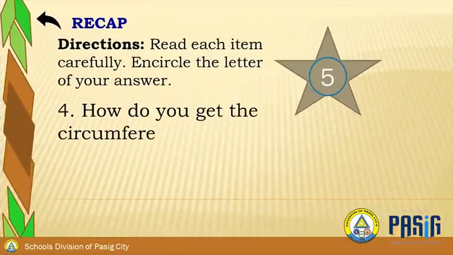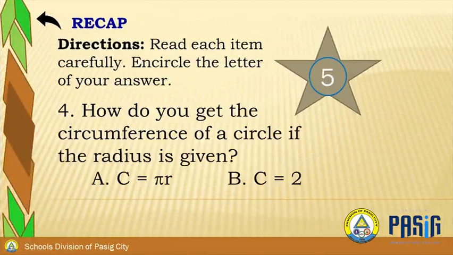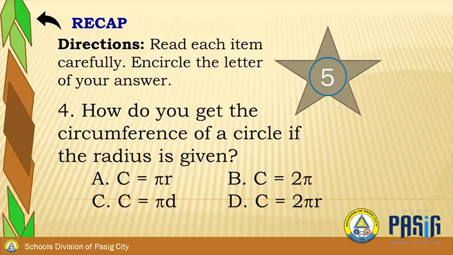How do you get the circumference of a circle if the radius is given? Is it A, circumference equals pi times radius? Is it B, circumference equals 2 times pi? C, circumference equals pi times diameter? Or D, circumference equals 2 pi times radius?